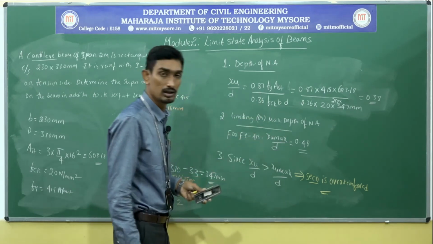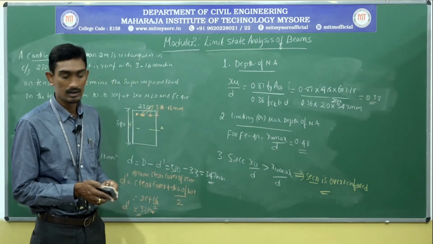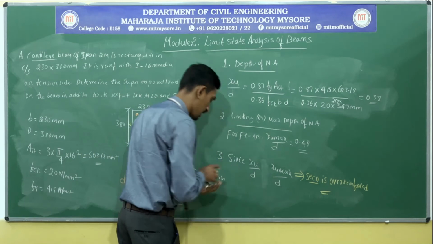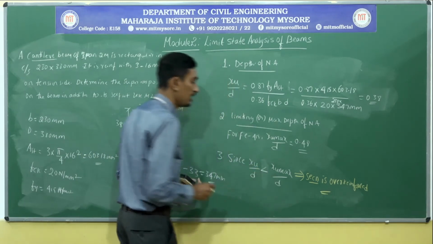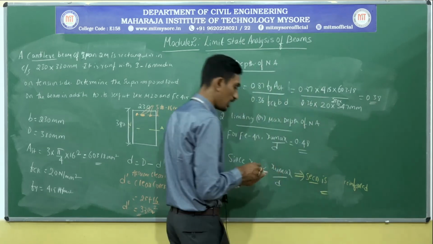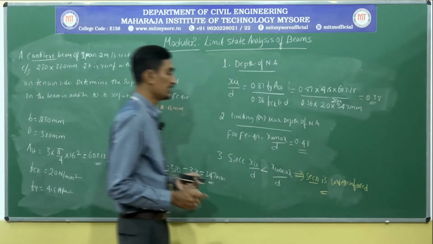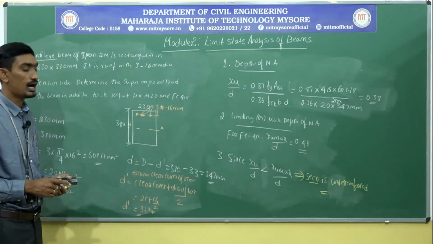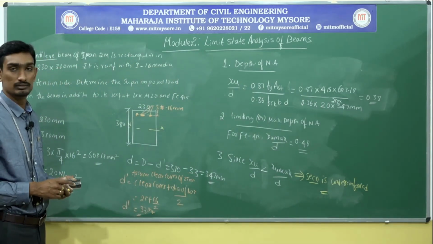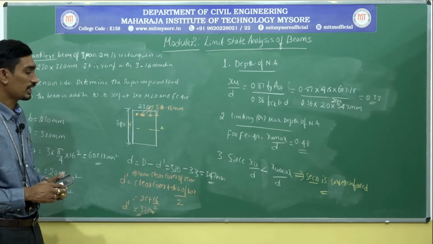Next, compare the section, that is XU by D. It is lesser than XU max by D. Hence, I am going to write it as an under reinforced section. The section is under reinforced. Is it clear? Okay. What is the next step?